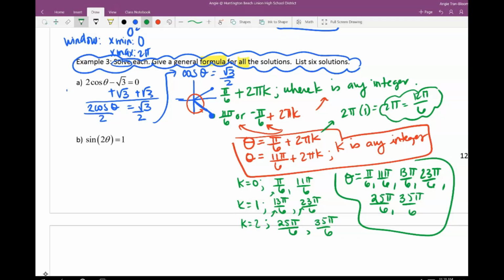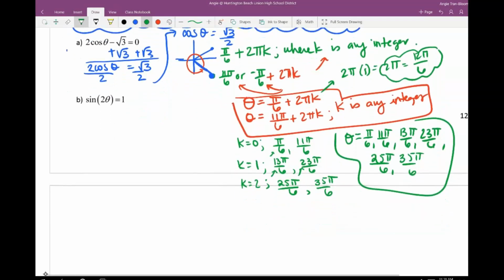Okay, are you ready for B? B, we are going to do the same thing. I don't have to do anything, so now I'm just going to compose both sides by sine inverse. So theta equals sine inverse of 1. Now, the original question is not an inverse, so I don't have a restriction really, but there's only one location where sine is going to be positive, which is pi over 2. So it looks like I only need to have one equation.